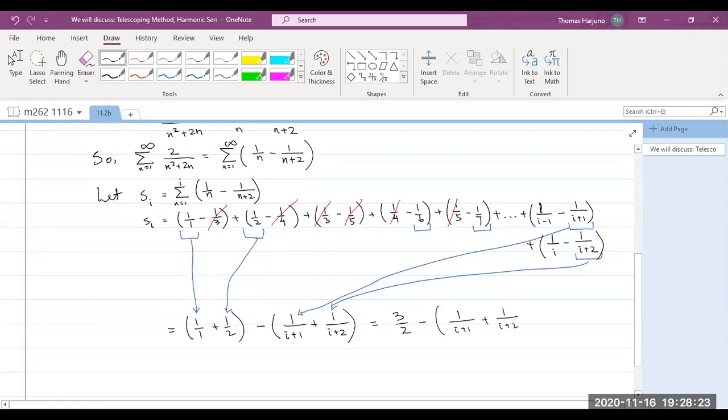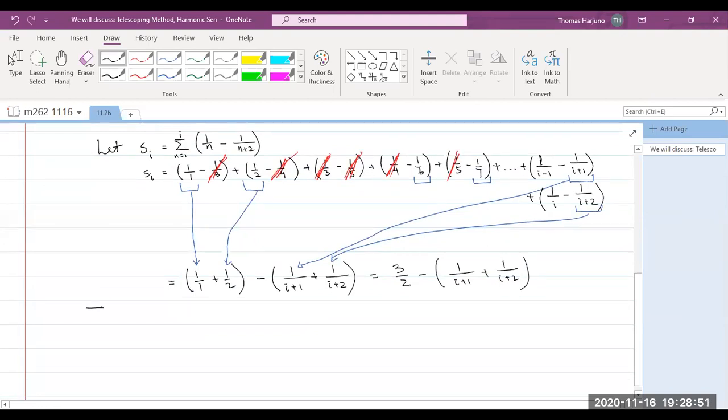What we mean by telescoping is that some terms in the middle cancel each other. That's what it means to be telescoping. This guy cancels with something in the middle. This guy cancels with something in the middle. This guy cancels with something in the middle. So once you add them all, some terms in the middle cancel and you end up with this expression.